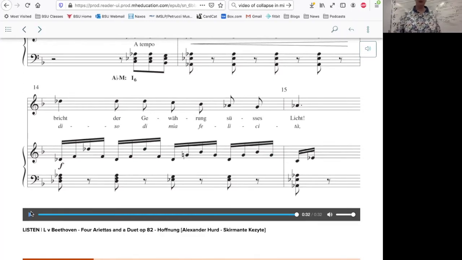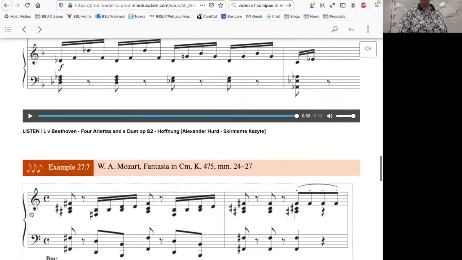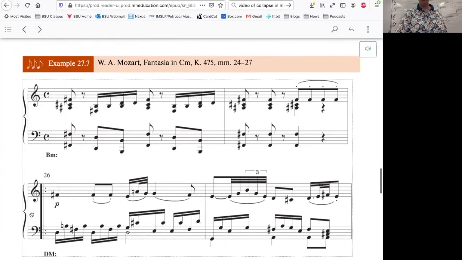And let's turn next to example 27.7, which hasn't been quite as noticeably marked up for us, but I think that we can figure out what's going on in this. We're modulating from B minor to D major. These are closely related keys. B minor, in fact, is the relative minor of D major.